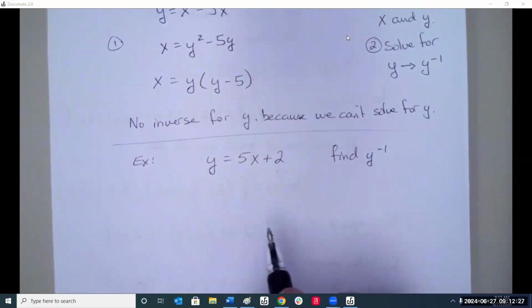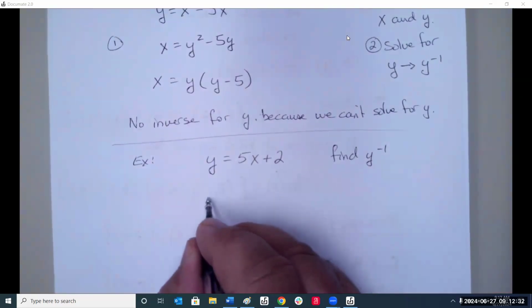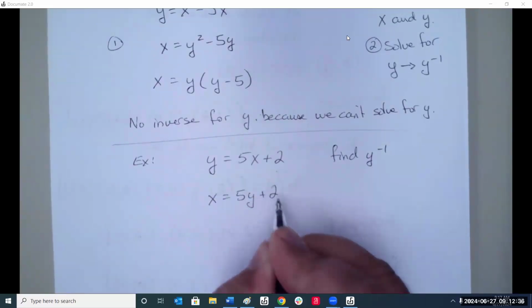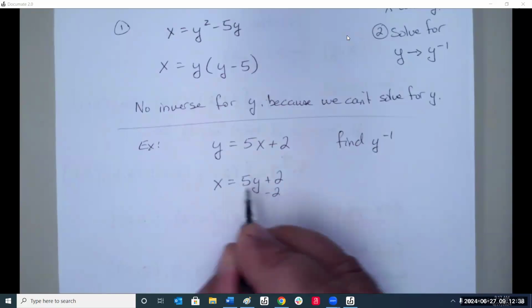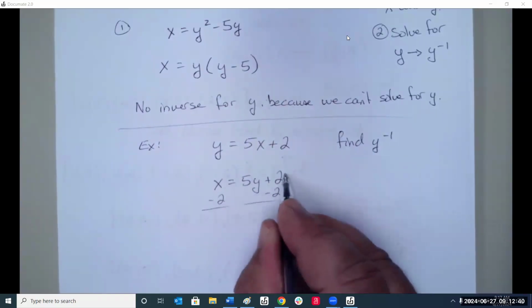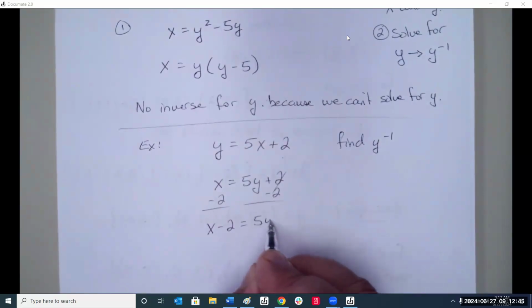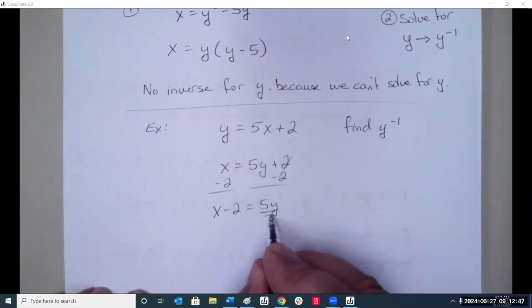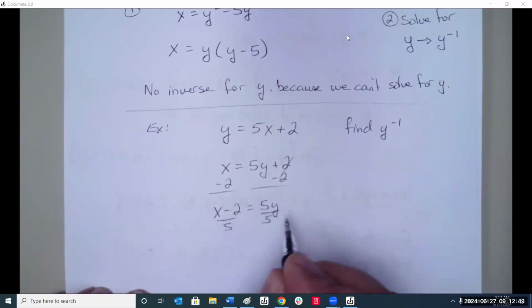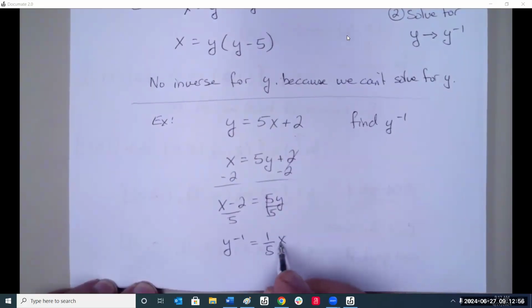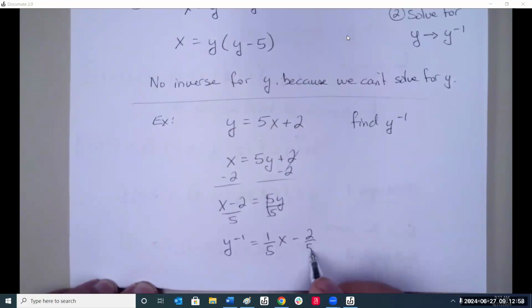One is x minus 2. Let's see. So we switch x and y. Subtract 2 from both sides. And divide by 5. So y inverse equals 1 over 5 x minus 2 over 5. Very good.